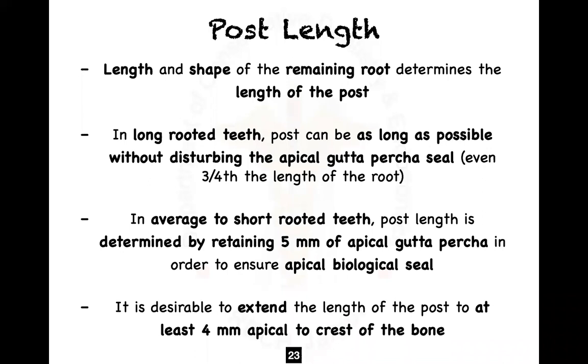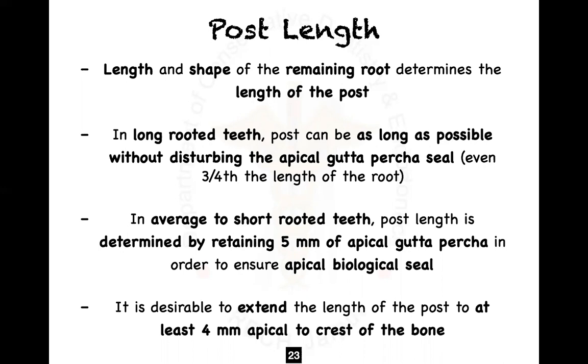So the last point is, it is desirable to extend the length of the post to at least 4 mm apical to crest of the bone. Now this is a little tricky to understand. Just imagine root के side में, जो root आपके अंदर है उसके side में क्या होता है? उसकी side में bone होती है, right? Crest की bone होती है, alveolar crest होता है. What alveolar crest क्या होता है? It is made of bone. So what is it trying to say?